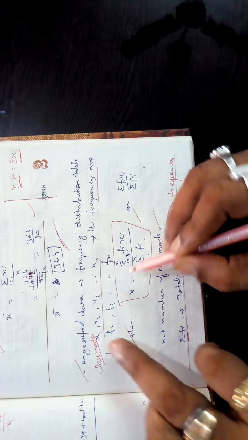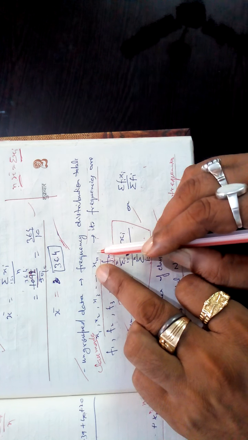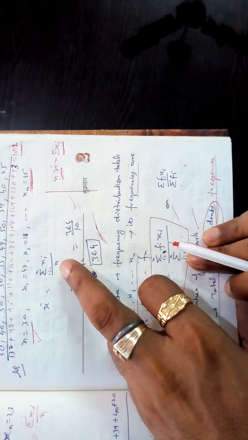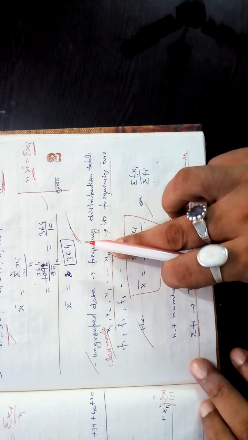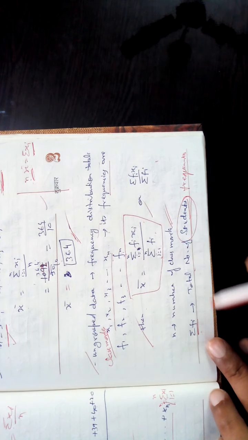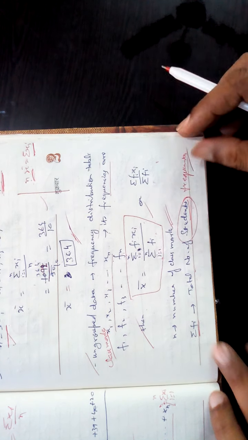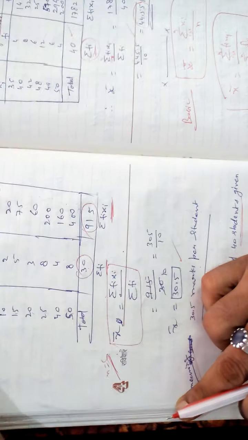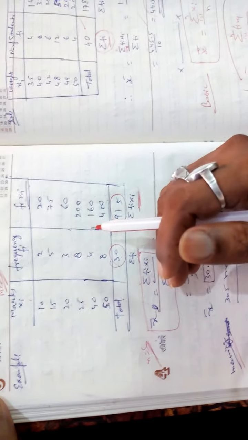Here n is the number of xi's, not the total. In the first formula n was the total, but here n is the number of class marks, and sigma fi is the total number of frequencies. Sigma means sum.